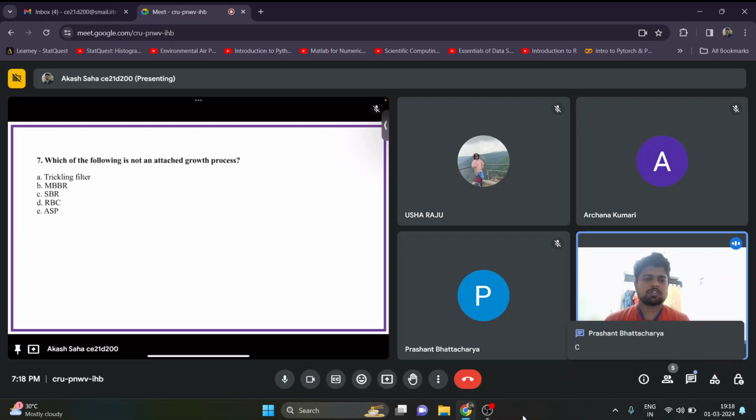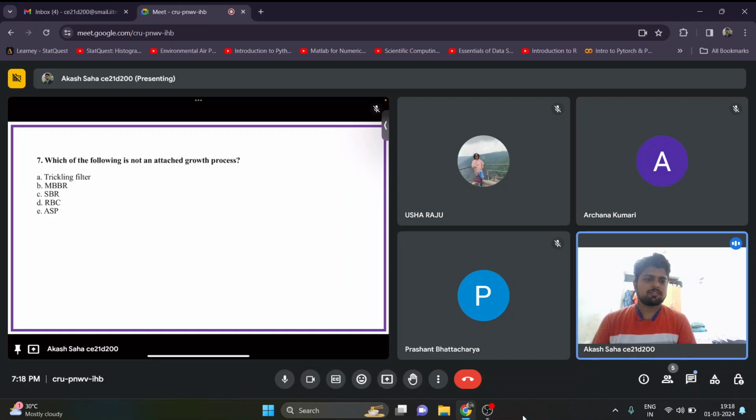So I have to find out which one is not an attached growth process. Option C, Prashant is saying SBR. So yes, both the answers are correct. So in this SBR, which is a sequential batch reactor, which is a modified process of ASP, kind of, all the reactions are happening in a single reactor, one by one. It is a sequential batch reactor.